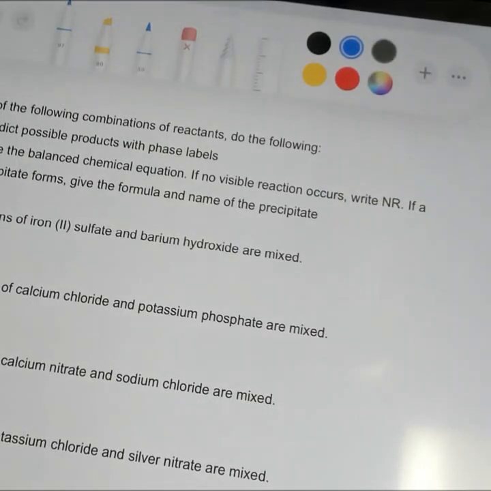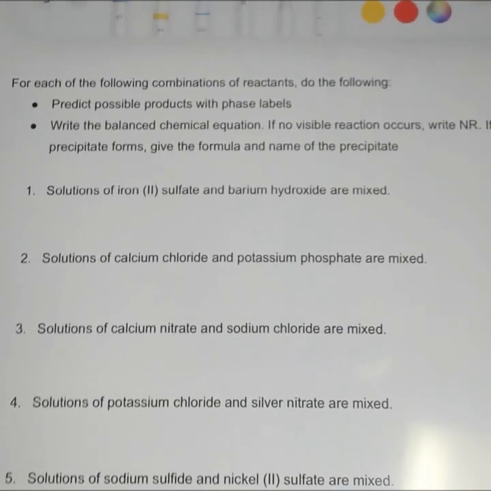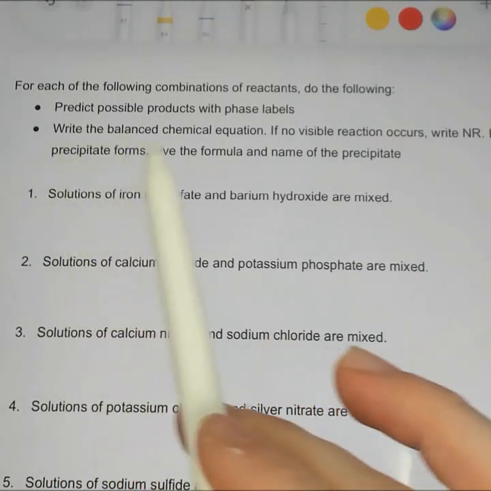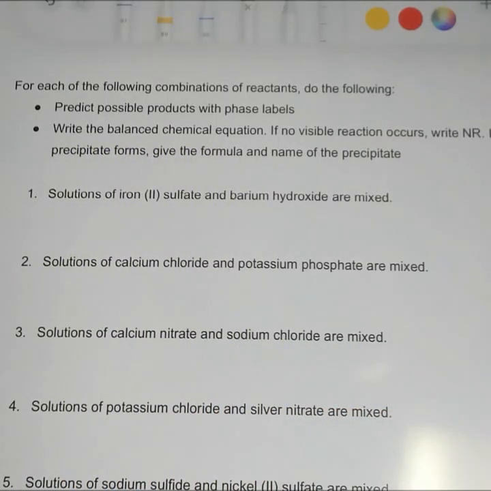So, I'm going to do two problems for you. I'm going to do one where I have to make the equation, and one that's already given for you. So we want to predict the possible products with the phase labels. So we want to make sure we put solid, liquid, aqueous, all that stuff. And then we need to balance the chemical equation, and also if there's no visible reaction, we have to write NR off to the side. And if a precipitate forms, we have to give the formula the name. So I saw this a lot on the test. Make sure you answer all of the questions.